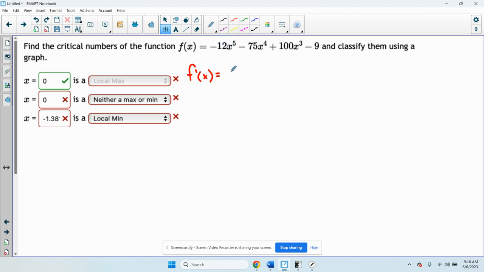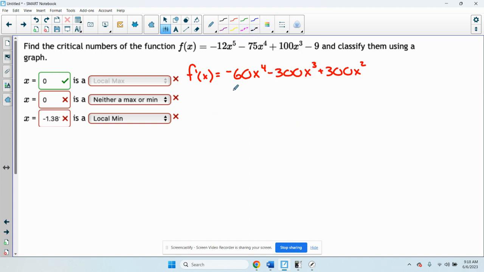Negative 12 times 5, I get negative 60x to the fourth. Then I have negative 4 times 75, and that's 300x to the third. Plus 100 times 3, that's also 300x squared. And then the 9 is just going to go away. Derivative of 9 is 0. So I'm left with this thing. So I need to figure out where this equals 0.